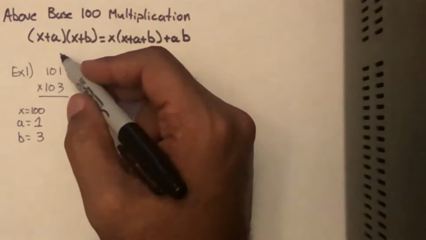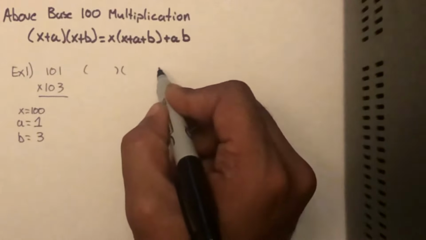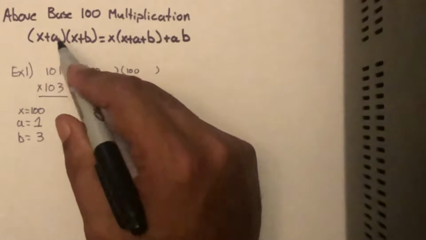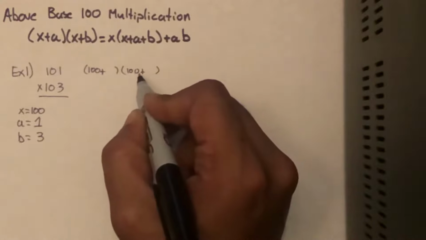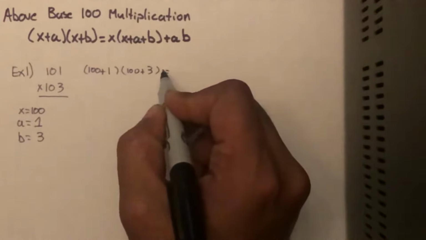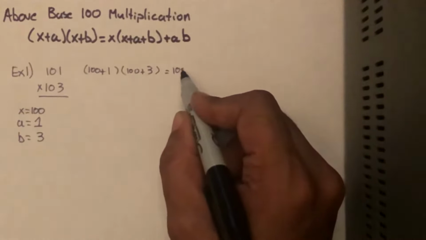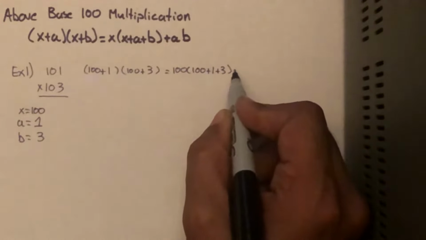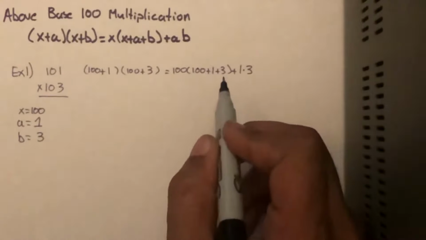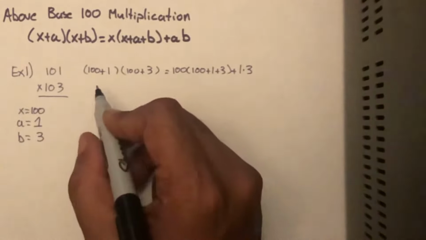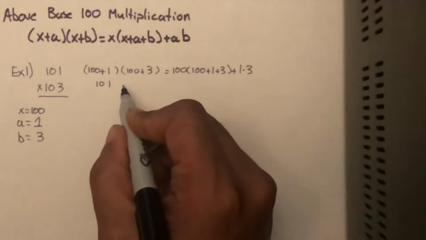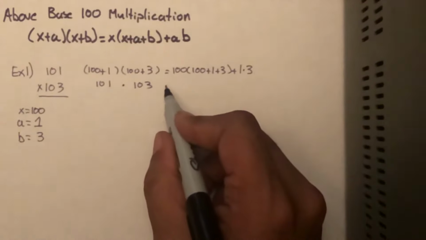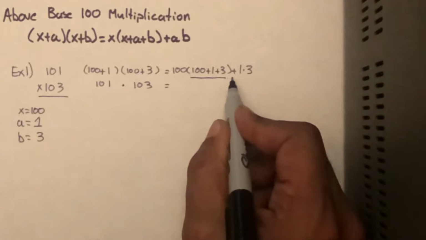I'm going to substitute in this expression now. So we have 100 and 100 instead of x, substituting for x, plus I have 1 and 3. Equals, what goes here, x, so I have 100, parentheses, 100, plus 1, plus 3, plus 1 times 3. Now, what is this? This is 101. This is 103. So I'm still multiplying 101 by 103. And this side helps us get our answer really quickly.